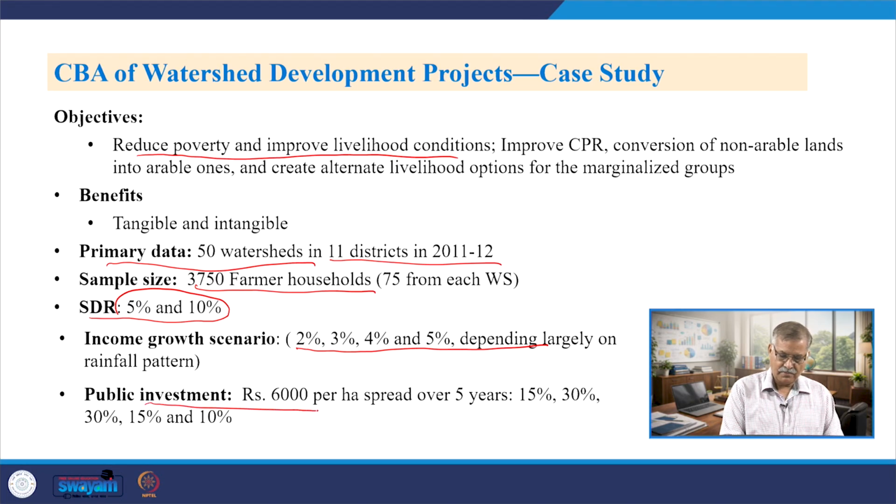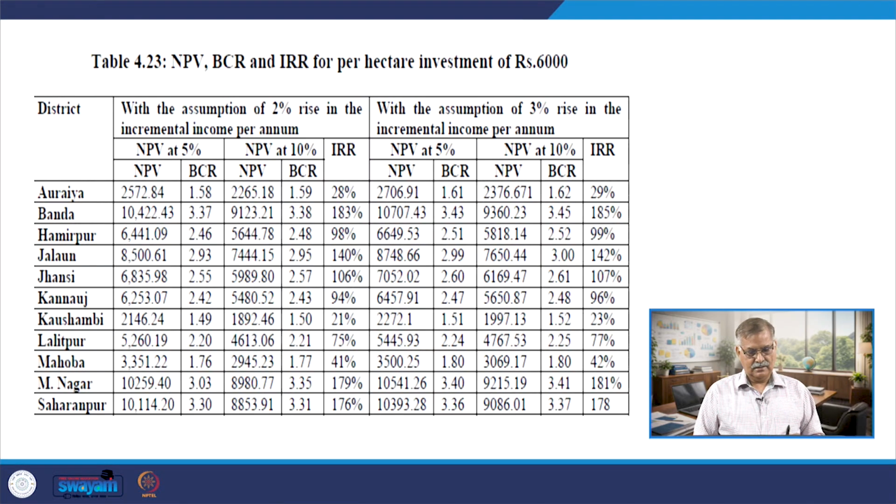Initial investment made by Ministry of Rural Development on watershed was 6,000 rupees per hectare, that was spread across 5 years, 15% first year, 30%, 30%, 15 and 10 in the remaining years. So, the allocation was made during the 5 years, and based on this data and collecting income from agriculture, from the farmers and some other tangible, non tangible benefits, we calculated the cost benefit analysis, and this is the table.